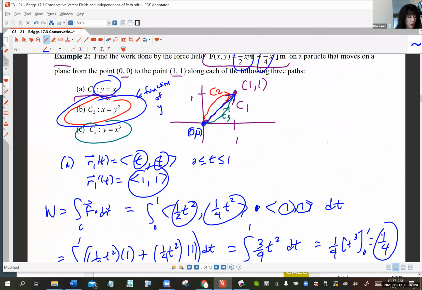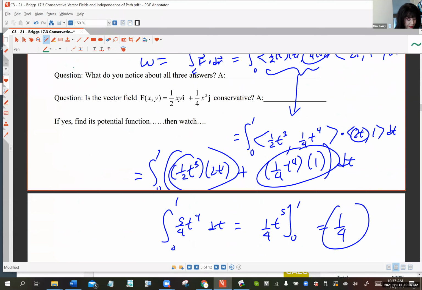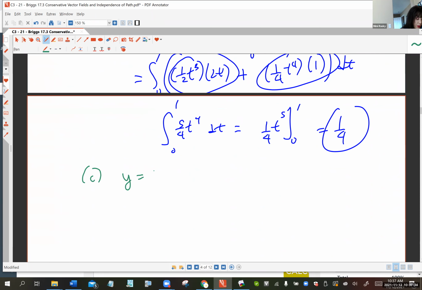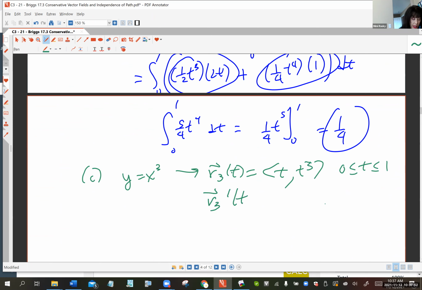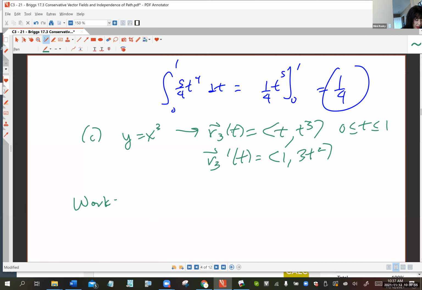Letter C was the cubic, and that is a function of x. So we're going to parameterize again and do this whole problem one more time. So to parameterize y equals x cubed, we'll call it r3. And we'll let x be t, and y is equal to x cubed, so y equals t cubed. And time going from 0 to 1 second will work again. Go ahead and get our r3 prime. And so the work is equal to this line integral of F dot dr, which is the regular integral going from 0 to 1.